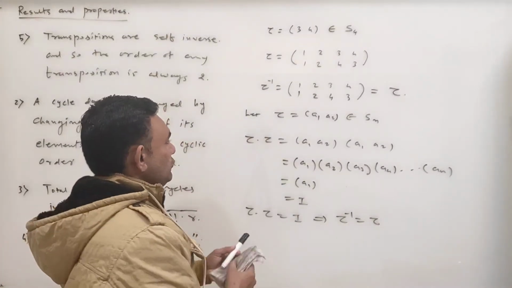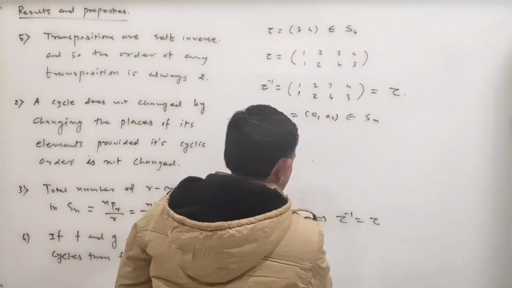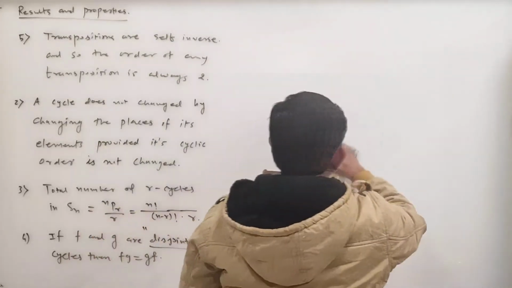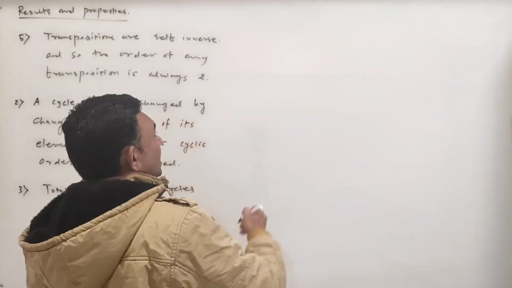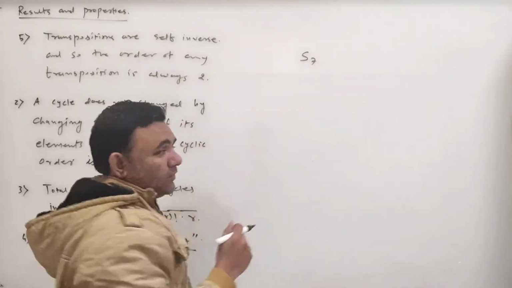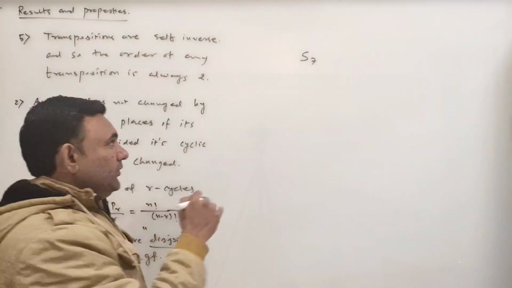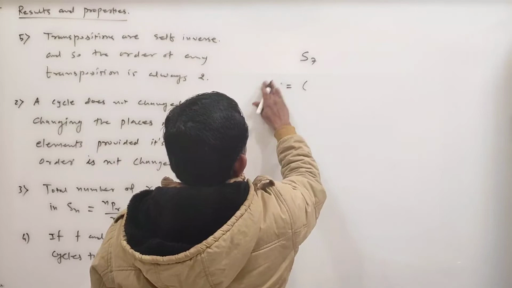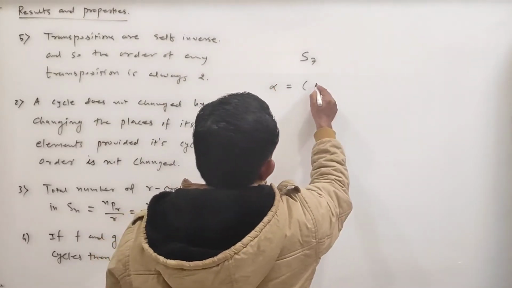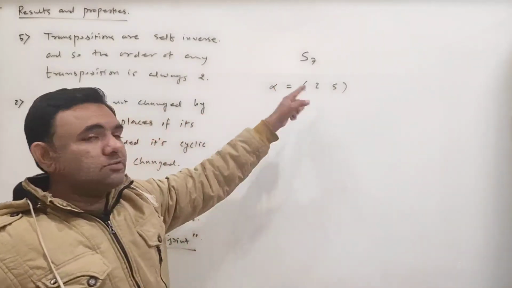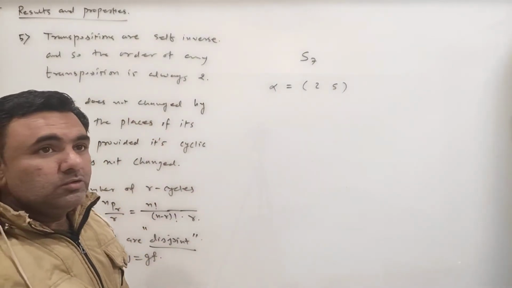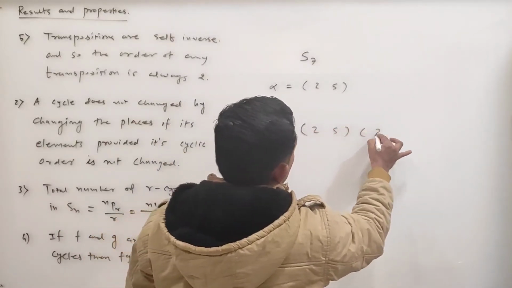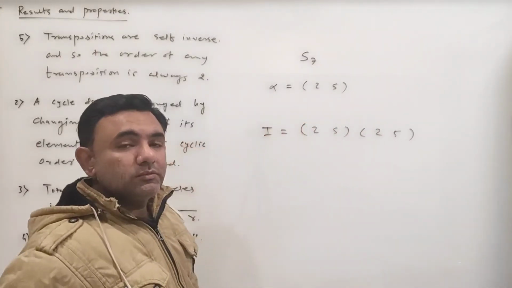तो इसका हम क्या यूज कर सकते हैं? See, ट्रांसपोजिशन वो खुद का इनवर्स है. सपोज मैं S7 में काम कर रहा हूं, राइट? And if I have, say, you consider tau, और tau के बदले में let me use alpha. Alpha is (2 5). तो ये मेरा एक ट्रांसपोजिशन हो गया, cycle of length 2. तो जब मुझे आइडेंटिटी की जरूरत पड़ेगी then I can write (2 5)(2 5), right?